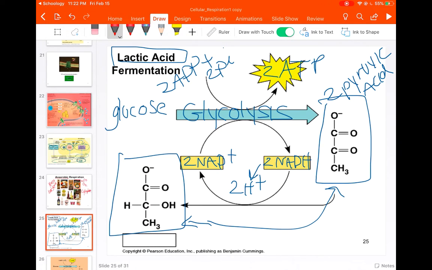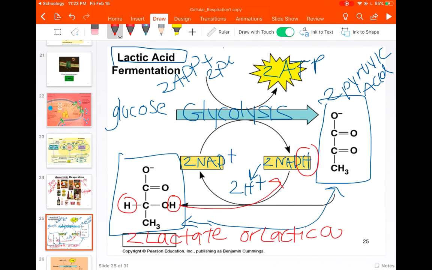You'll notice that there are 2 hydrogens added to the pyruvic acid to alter its form. Those 2 hydrogens came from NADH. NADH, the electron carrier, donated its hydrogens to pyruvic acid. When that rearrangement happens, you create lactic acid. In chemistry, we call lactic acid lactate. In biology, we call it lactic acid.